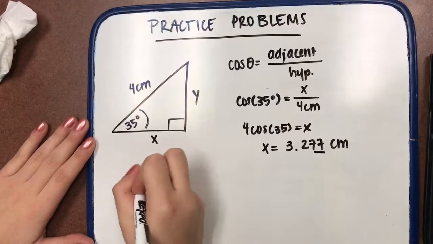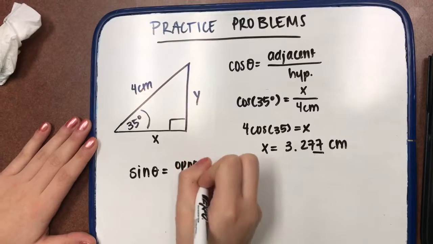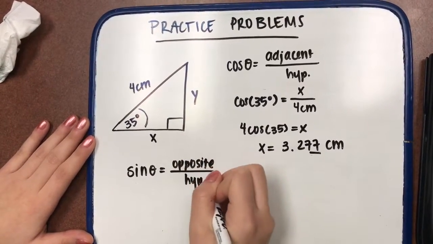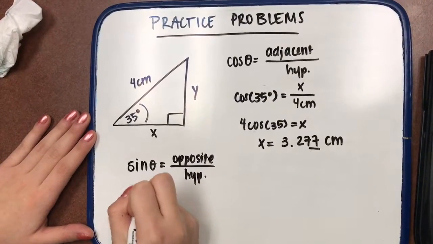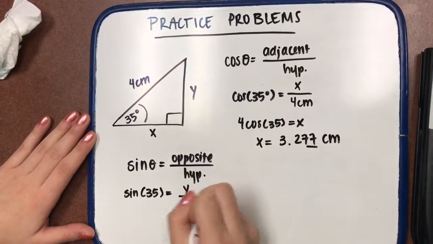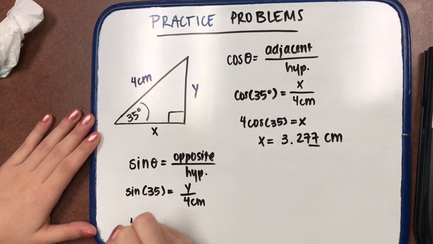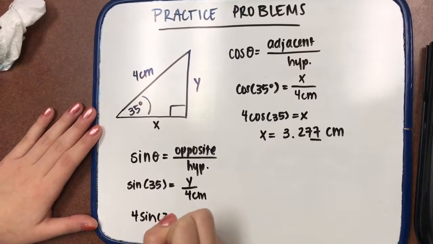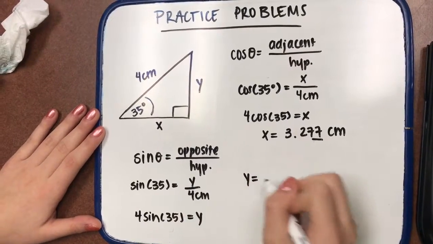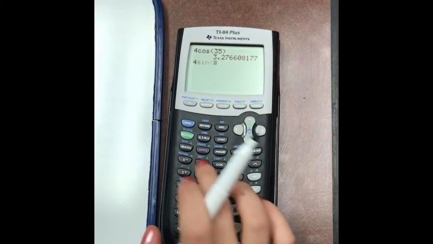So now we're going to solve for y. Knowing that y is opposite to the angle, and that 4 centimeters is the hypotenuse, sine is equal to opposite over hypotenuse. So sine of 35 is y over 4. We're going to do the same thing: solve for y by canceling out the 4 and putting it on the other side. So it's going to be 4 sine 35 is equal to y.